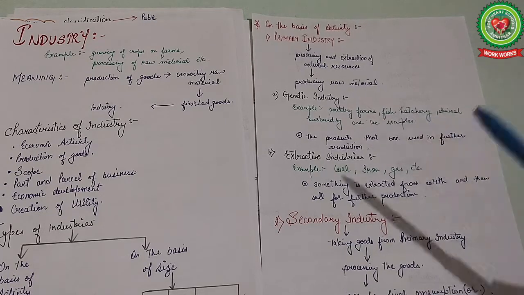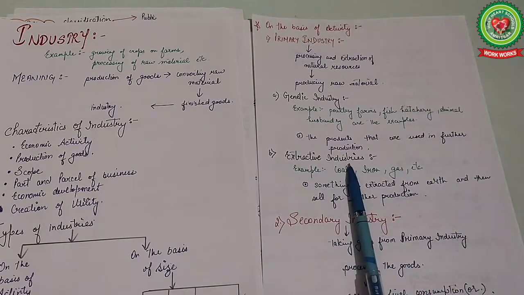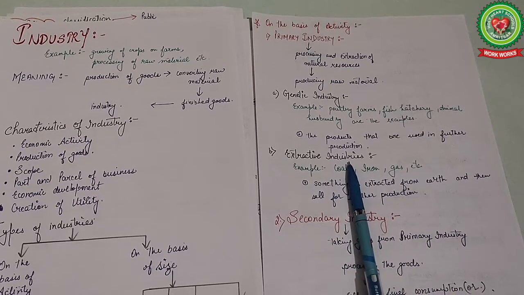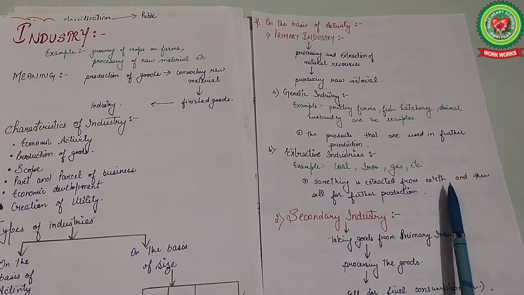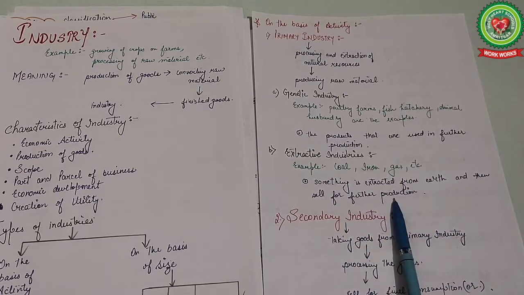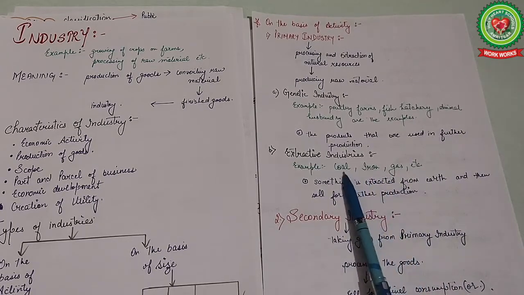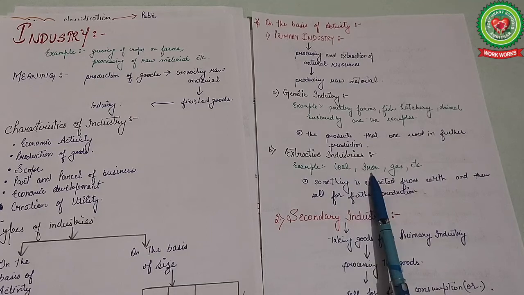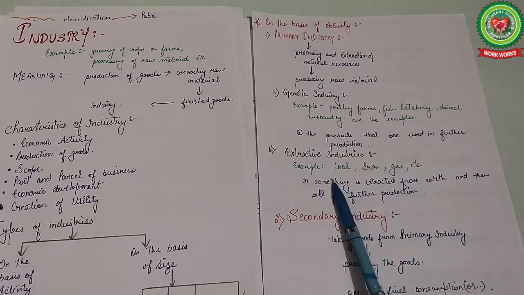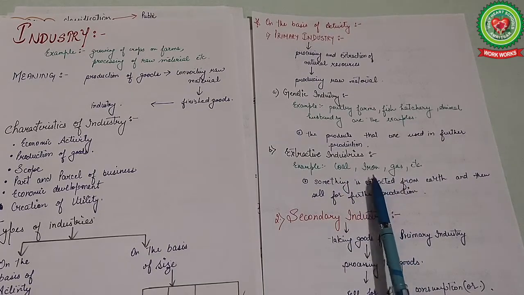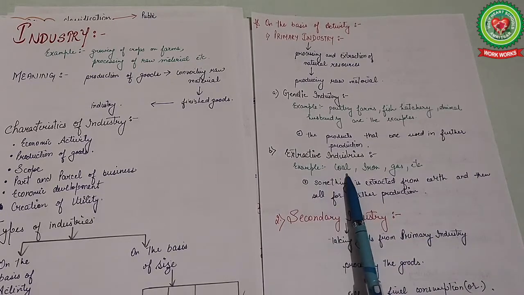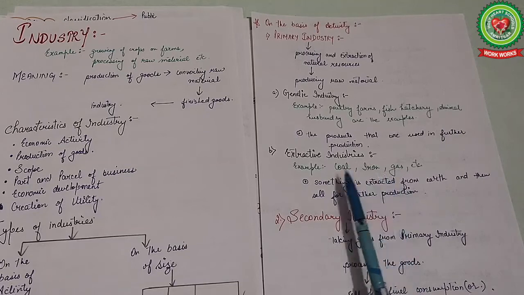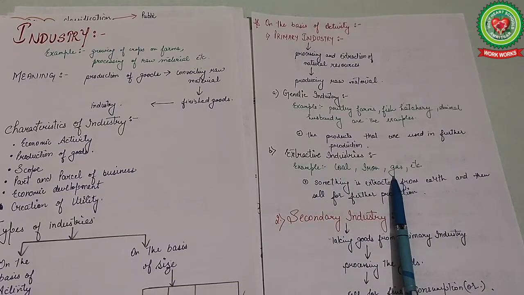Clear? Next is the extractive industry. Extractive industry means something that is extracted from the earth and then sold for further production, like extracting coal from the mines, iron, gas. These are examples of the extractive industries. In this, mining, hunting, fishing are examples of the extractive industries.